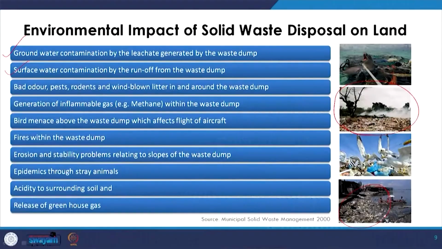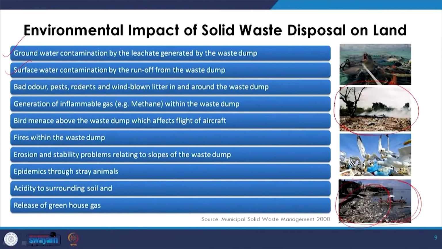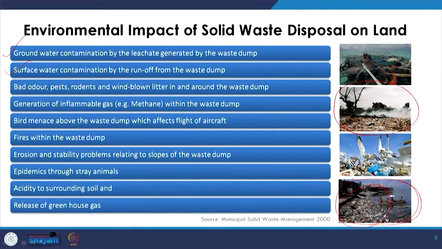Another is surface water contamination, which is what we are seeing here. When the waste is disposed in sites which are close to surface water, for example rivers or ponds, the leachate goes into these water bodies, and not just the leachate but also the runoff from the waste dump. So, the waste itself and the runoff carrying the contaminants are taken into the surface water bodies.